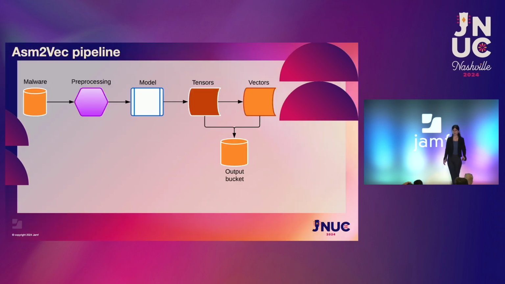So to wrap this up for now, the heart of the pipeline is the ASM2VEC model. It takes as an input a malware file, which is retrieved from a repository. The first step involves preprocessing of the malware file to produce the assembly code. Then the ASM2VEC model transforms that assembly code into multidimensional tensors. The tensors are then reduced to 3D vectors, so x, y, z. And the tensors and the 3D vectors are subsequently stored into a bucket that is accessible to the threat analysts.